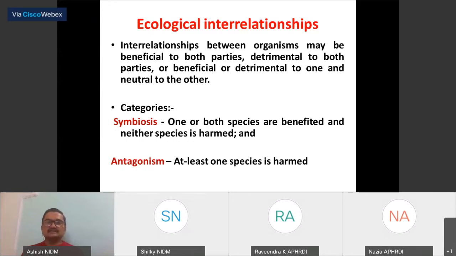If we talk about ecological interrelationships between organisms, they may be beneficial to both parties, detrimental to one of the parties, or detrimental to both parties. There are a few kinds of connections between species. I can define two specific kinds here. One is symbiosis, where one or both of the species benefit, or neither species is harmed. That is the common point. But if we talk about antagonism, then at least one of the species in the relationship is harmed. In the coming examples, you will see this.